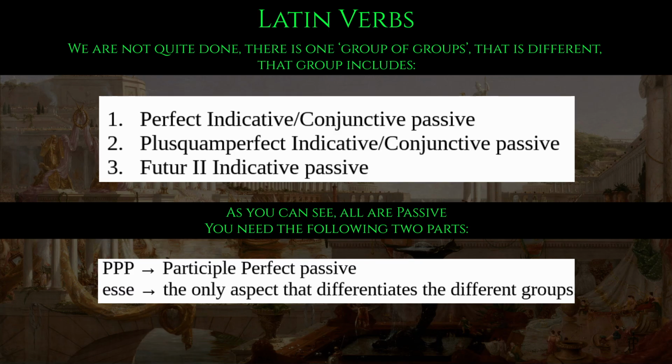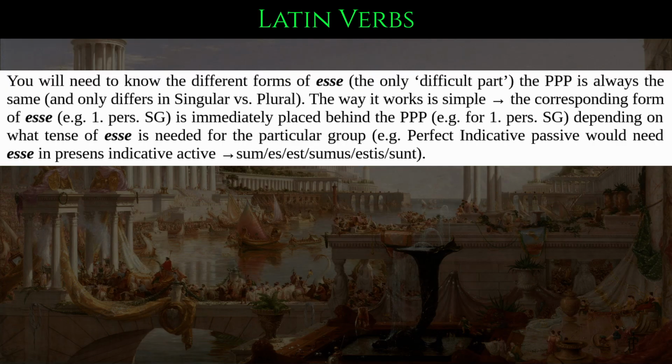And here again, the usual rule of the conjugation, as already mentioned before, does apply. So it is very, very easy. We just need to apply those rules to esse. You will need to know the different forms of esse, and that is literally the only difficult part. Because the, as I will call it, triple P, participle perfect passive, is always the same and only differs in singular versus plural. The way it works is very simple.